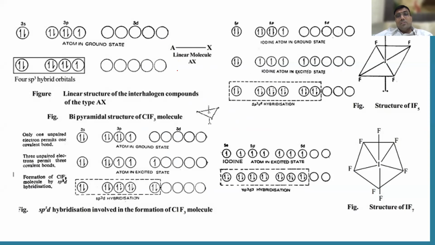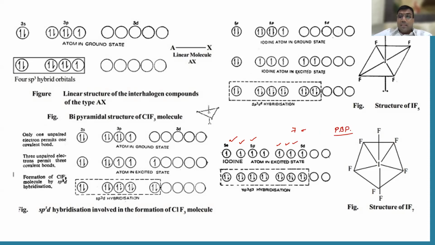Iodine should get excited, right? So this is IF5, and this is IF7. So you have to excite the 5s electron also. All electrons should be excited, very, very important. Whatever electrons are there in the 5s and 5p orbitals are to be excited to the d orbital. You can have a look, students. This is 5s, this is excited, this is excited, this is excited. So all three are excited here. Now it can accommodate 7 sigma bonds. So 7 sigma bonds will be formed with fluorine. That leads to the formation of a pentagonal bipyramidal structure.